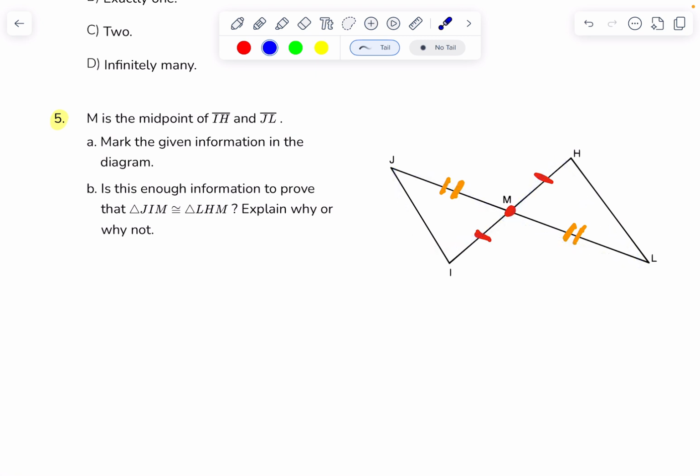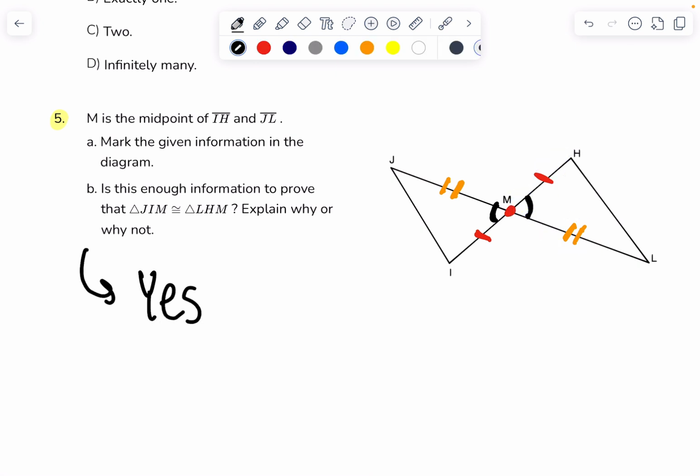Yes or no? Well, just from what they give us, it's not looking like it. But if you remember, vertical angles. These two angles are vertical angles, and this is going to give us a side, an angle, and a side in both triangles. A side, an angle, and a side. So yes, in part B, this is enough information to explain.